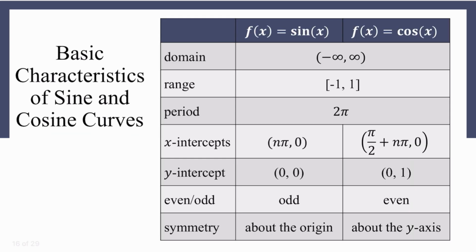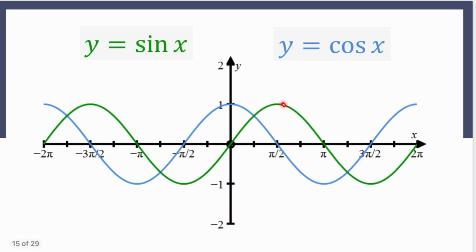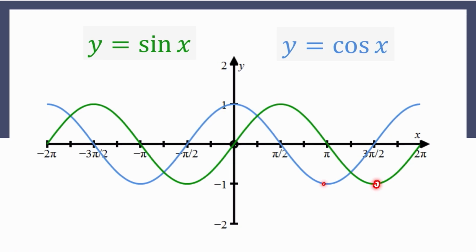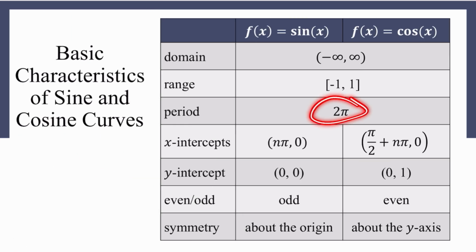So some of the basic characteristics of the sine and cosine curves are as follows. They both have a domain of all real numbers, or negative infinity to positive infinity. They both have a range from -1 to 1 inclusive, meaning it does actually go up to +1 and it does go down to -1, both the sine and the cosine. The period is 2 pi for both of them.